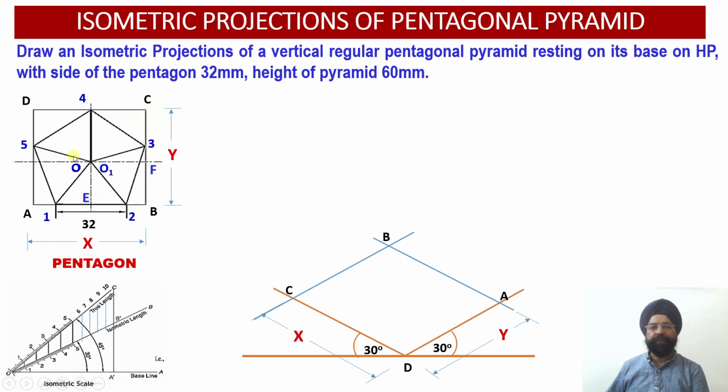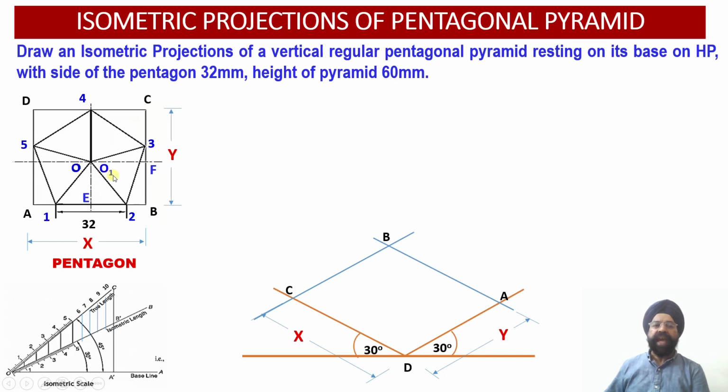From 5, this is the perpendicular bisector. From this 5, this is the perpendicular bisector. From 1, this is the perpendicular bisector. From 2, this is the perpendicular bisector. And from 4, this is the perpendicular bisector. Wherever these 5 perpendicular bisectors meet, we get the axis point over here. This axis point we call O and O1. O is the axis point at the apex or the vertex of this pentagonal pyramid.